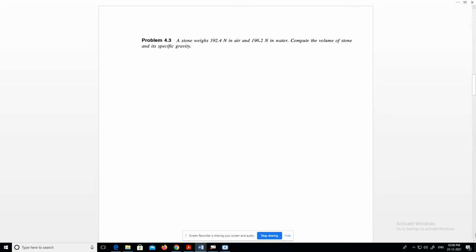Next problem is an important problem. This problem will be asked in most of the competitive examinations as well as 2 mark questions in university examinations. I will read the problem. A stone weighs 392.4 Newton in air and 196.2 Newton in water. Compute the volume of stone and its specific gravity. It's a very simple problem and also a basic one.